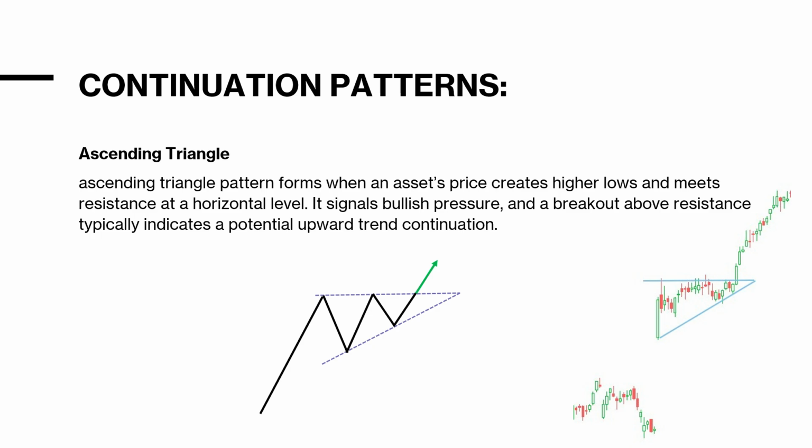As the price approaches the apex of the triangle, buyers usually gain enough momentum to cause a breakout above the resistance level. This breakout typically indicates the continuation of the prior uptrend. Traders often use this pattern to enter long positions once the price breaks above resistance. Set stop-loss orders just below the last higher low to minimize risk. Use the height of the triangle to estimate the potential price target after the breakout.